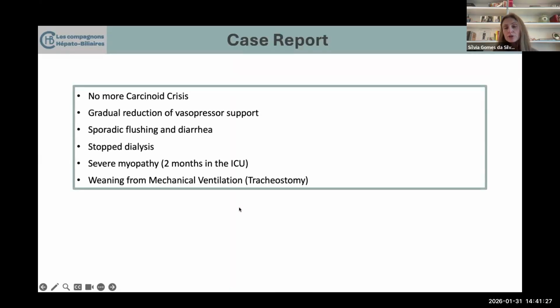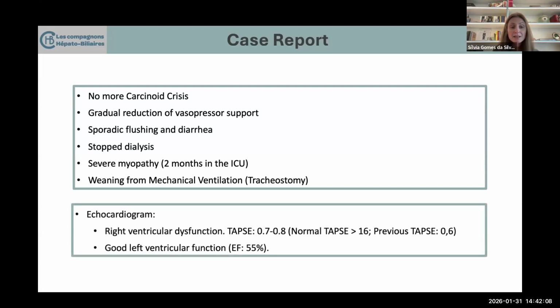And after the embolization, no more carcinoid crisis, gradual reduction of the hemodynamic support. We still have some flushing and diarrhea, but sporadic. Stop dialysis. He is still on mechanical ventilation through a tracheostomy because of severe myopathy. We have 2 months of ICU and 3 surgeries. So he's very ill now, but he's getting better.